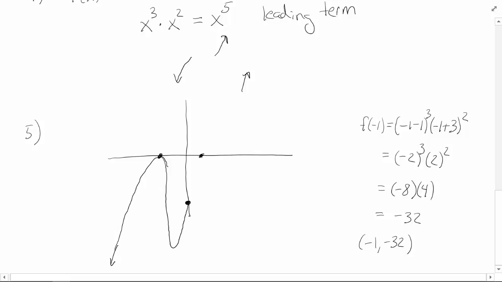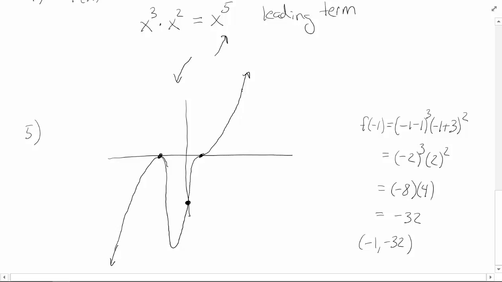And then I have to go through this point, 1, 0, which is my other 0. It is an odd multiplicity of multiplicity 3, which means it's going to cross. And it's going to cross kind of like that cubic does right at the origin. And then it heads up here now. So this is my graph of y equals f of x.